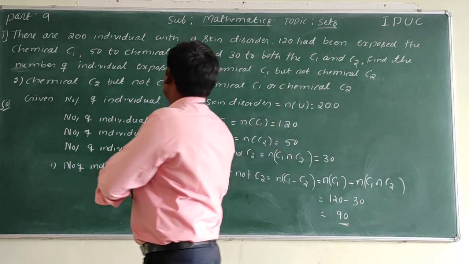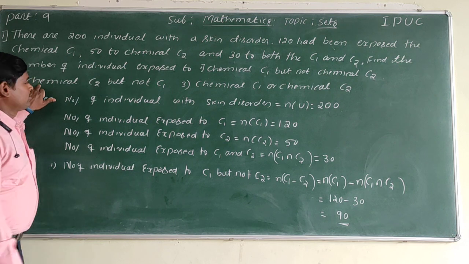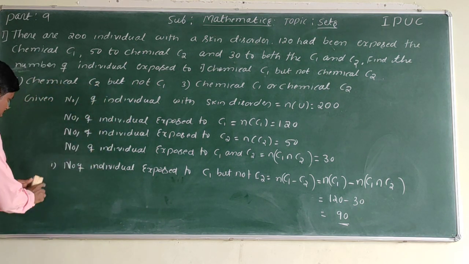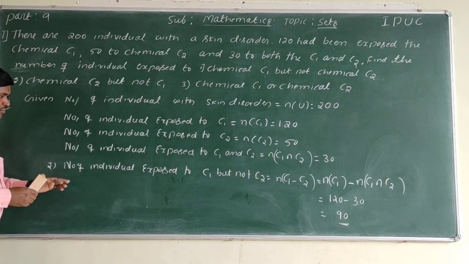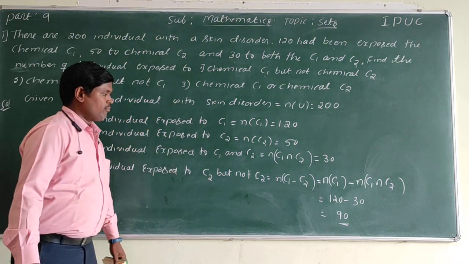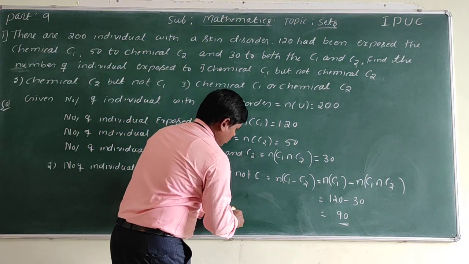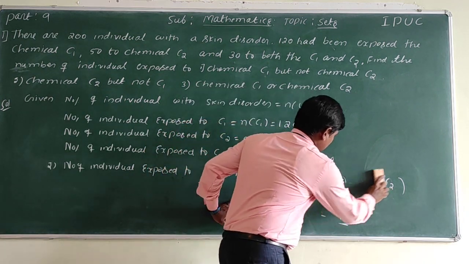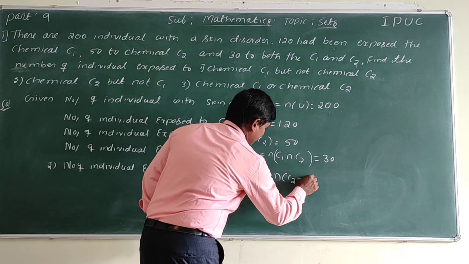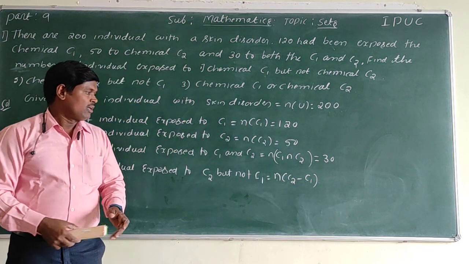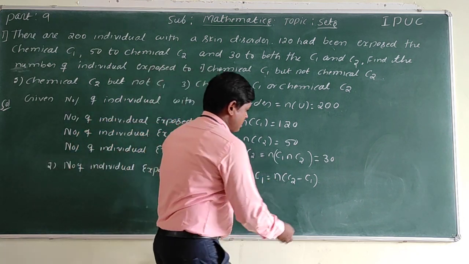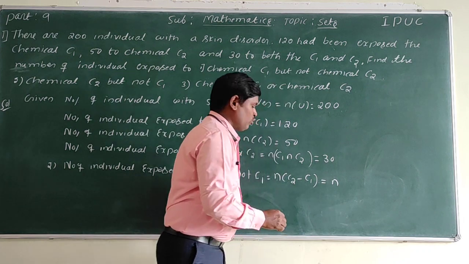Next problem. We need to find the number of individuals exposed to chemical C2 but not C1. So the second one is the number of individuals exposed to chemical C2 but not chemical C1. Mathematically, it is taken as n of C2 minus C1. That means the number of individuals exposed to chemical C2 but not C1. We have the formula.